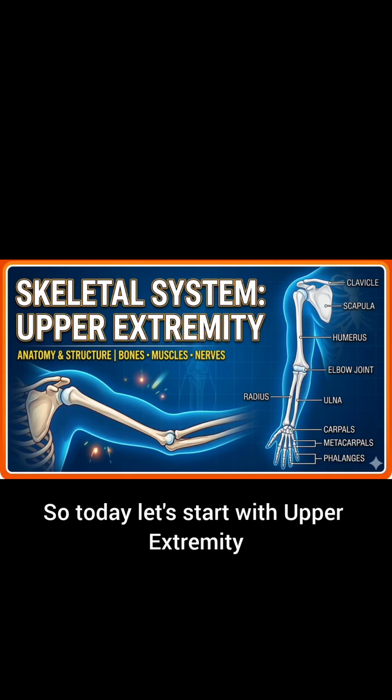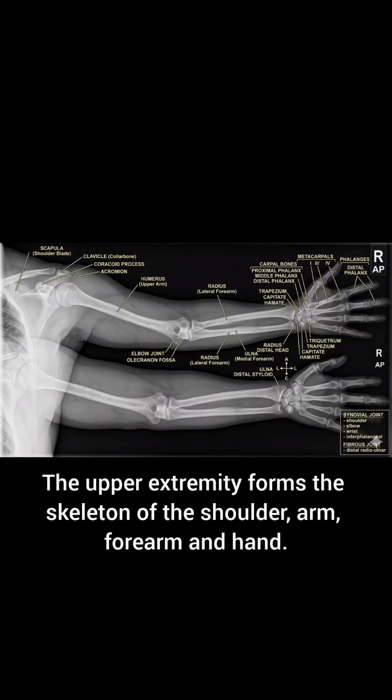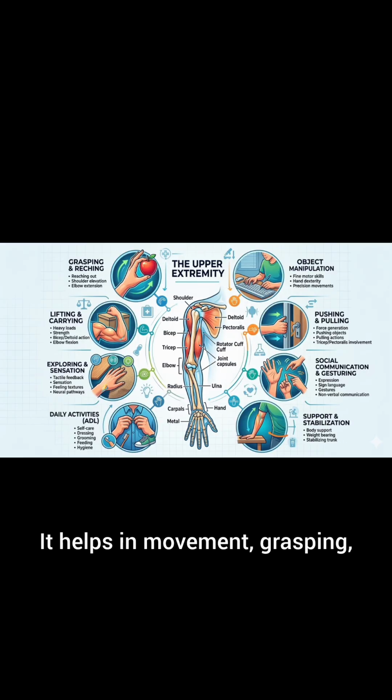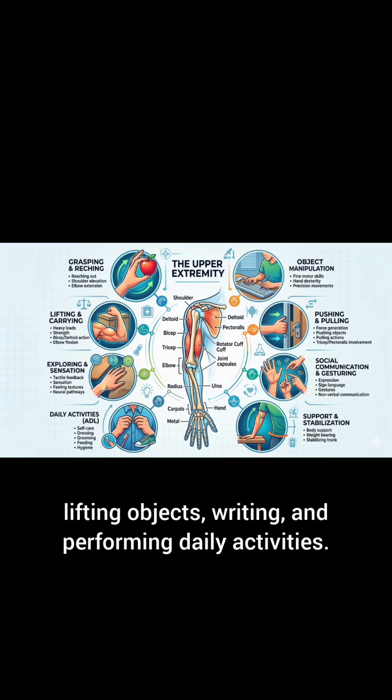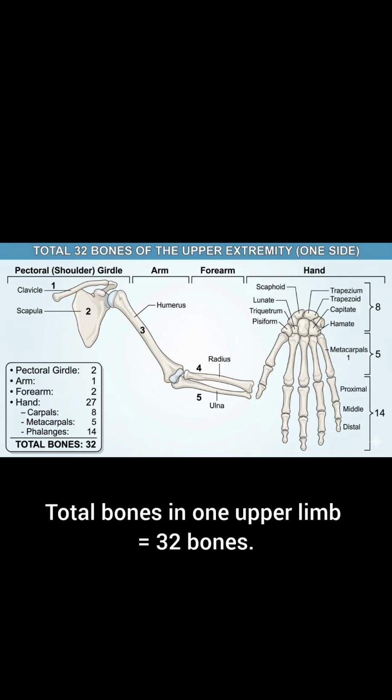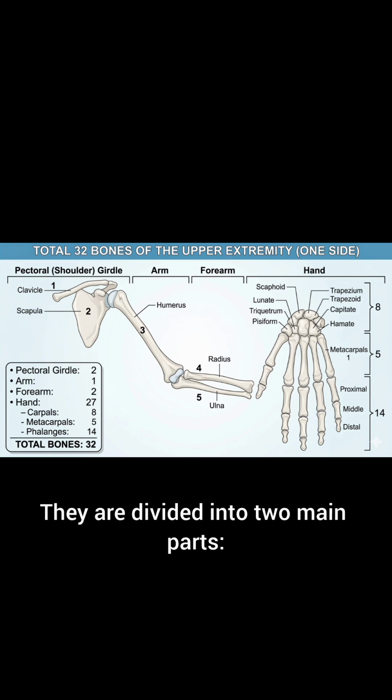So today let's start with upper extremity. 1. Introduction. The upper extremity forms the skeleton of the shoulder, arm, forearm, and hand. It helps in movement, grasping, lifting objects, writing, and performing daily activities. Total bones in one upper limb equals 32 bones. They are divided into two main parts.